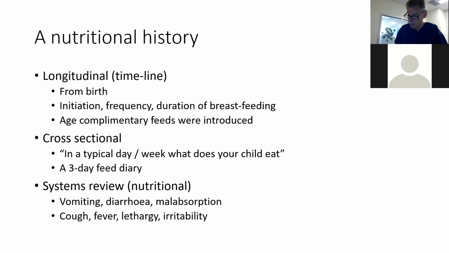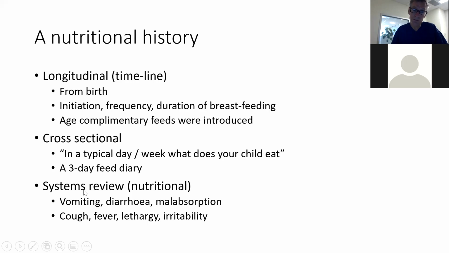For some families, it can be useful to have a 3-day feeding diary where you ask the parent to record everything the child eats over a 3-day period or a week. That can help you understand just how much of a balanced diet the child receives, and to what degree there's adequate dietary diversity in the child's diet. So those 2 things are a chronological or longitudinal history, and then a cross-sectional history, which is how much do they eat in a typical week.